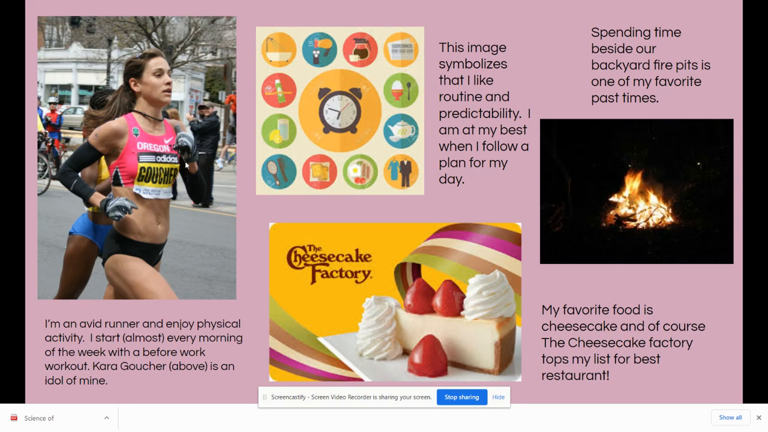This image of the clock and the food and the newspaper and the outfit surrounding it just symbolizes that I'm the type of person who very much likes routine and predictability. And I know I'm at my best when I've thought ahead and planned out my next day. And I would say flexibility or being spontaneous are two things that I try to work on because they're both out of my comfort zone. So that just allows you to get to know me a little bit better.